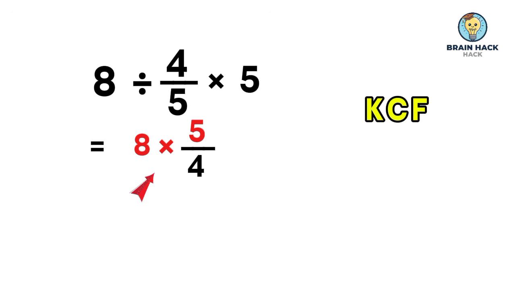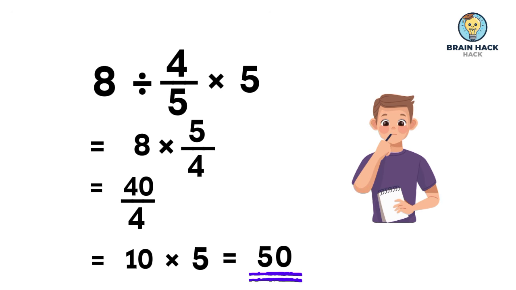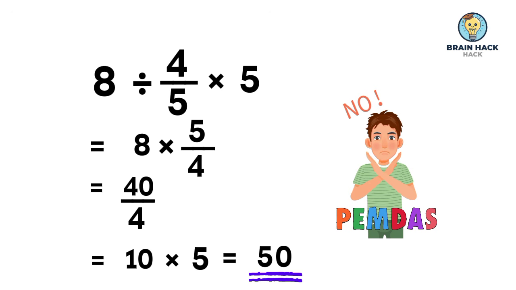8 multiplied by 5 equals 40. 40 divided by 4 equals 10. Finally, 10 multiplied by 5 equals 50. Correct answer, 50. Following the order of operations step by step ensures that you always get the correct answer. If you ignore PEMDAS or solve operations in the wrong order, your result will be wrong.